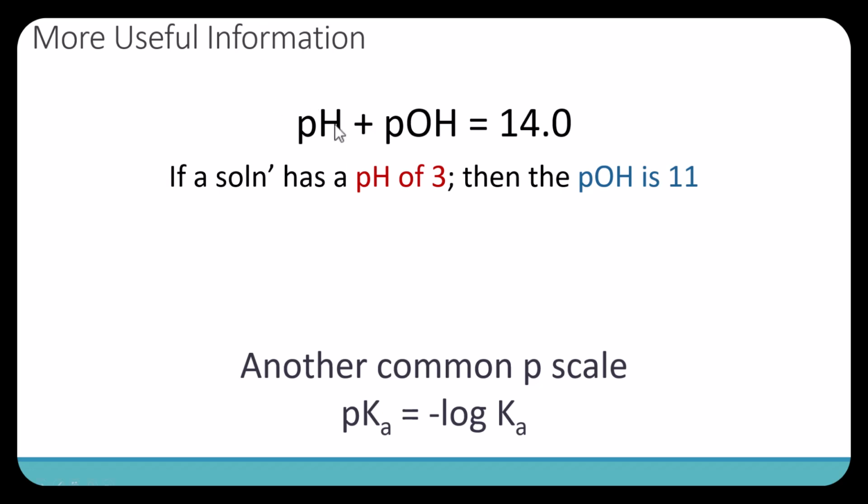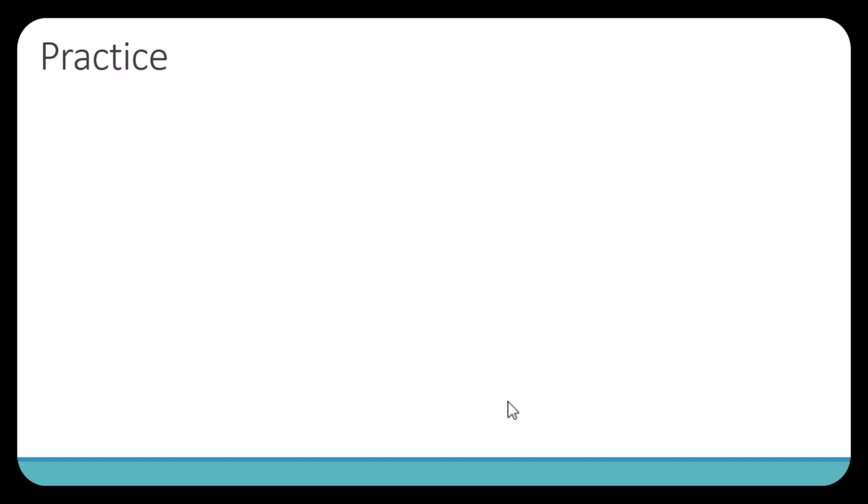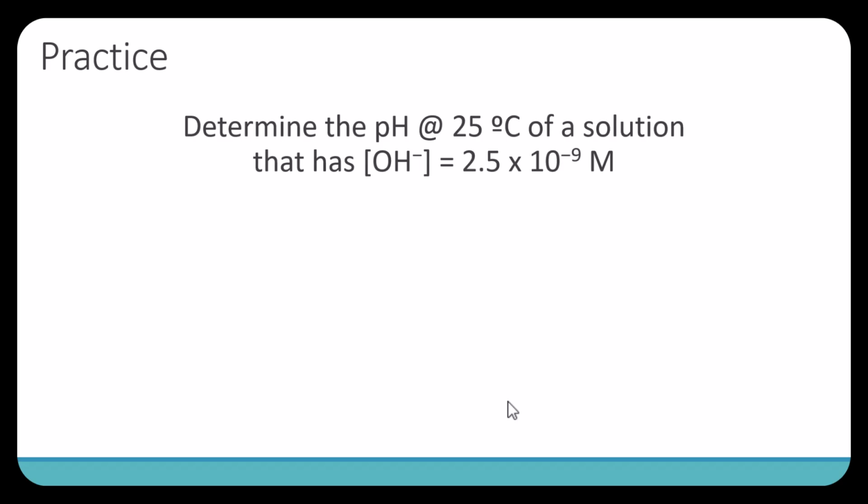But if we're talking about pH and pOH, we're going to go ahead and talk about pKa. So pKa, again, is just taking the negative log, just like we did for pH, but we're taking the negative log of that equilibrium constant K. There's that relationship. So let's take a look at an example utilizing some of these helpful relationships.